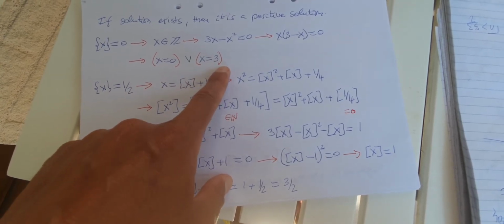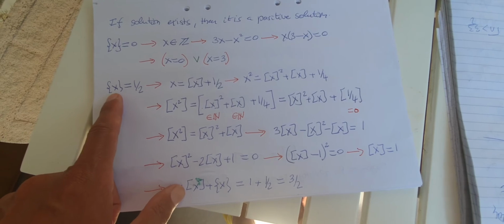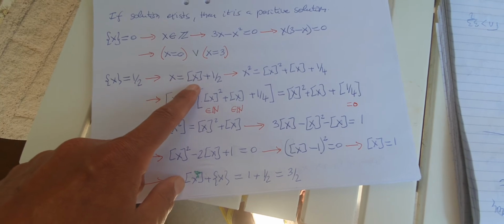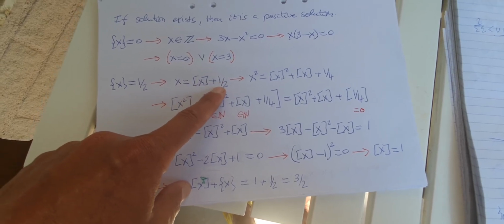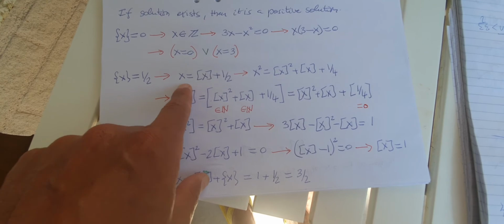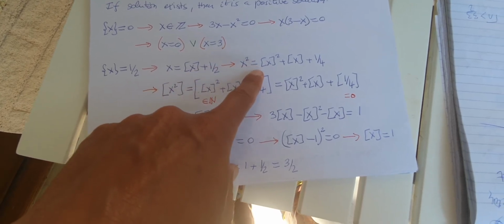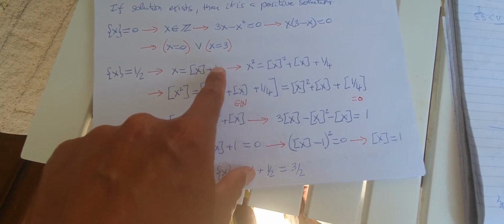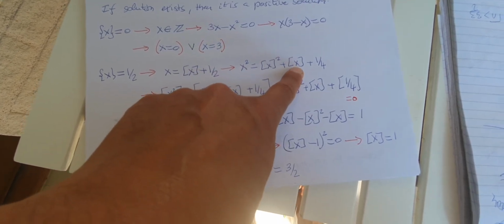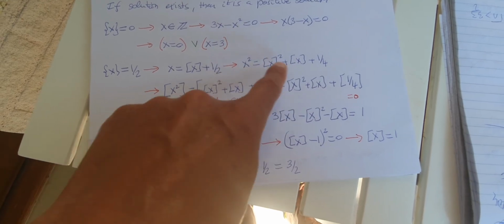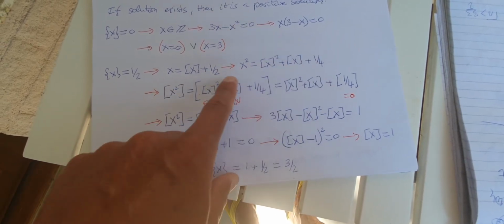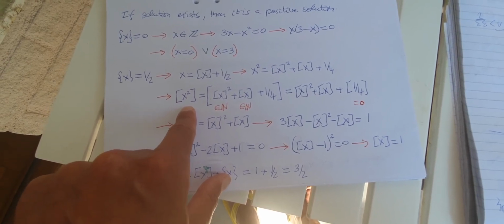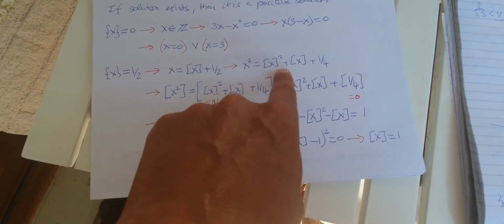And if the fractional part of x is a half, then x is equal to the integer part plus the fractional part, which is a half, and by squaring we get x squared is equal to this one squared plus 2 times this one and that one, which is the integer part of x, plus a half squared, which is 1/4. And now I have to take the integer part of x squared, that is, I have to take the integer part of the right-hand side.